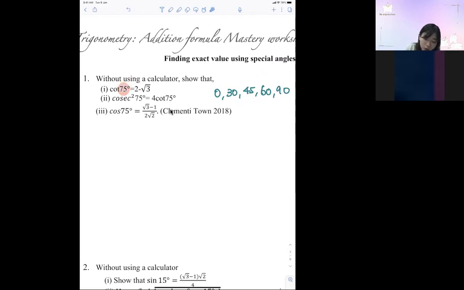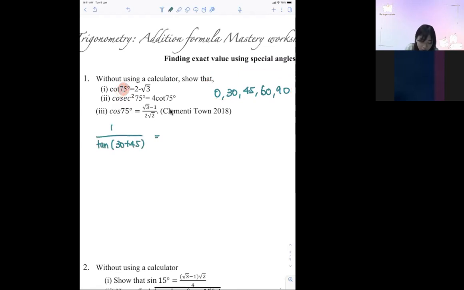So what you need to do is plus or minus angles to get 75. What plus what, or what minus what, gives you 75? 30 plus 45. Yes, very good. So cotangent is 1 over tangent, right? So I change to tangent first, 1 over tangent, 30 plus 45. Am I right when I write like that? Cotangent is 1 over tangent.